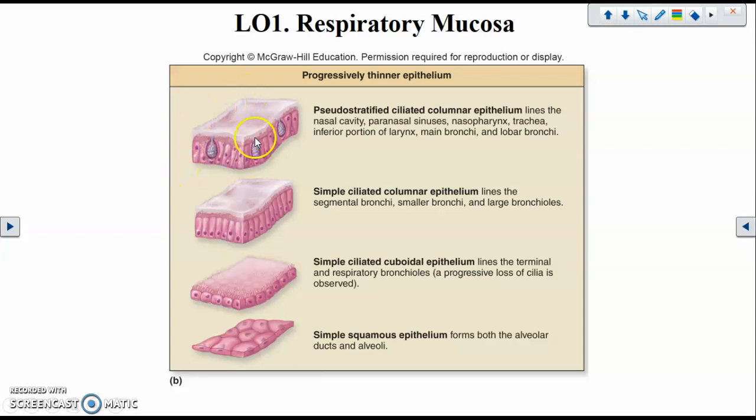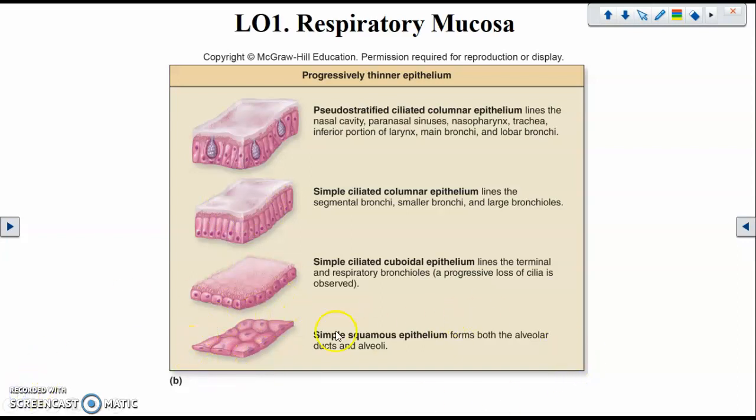So in the upper respiratory tract, we have pseudostratified ciliated columnar epithelium. One of the purposes of that is to create mucus, okay? And again, mucus does multiple things, predominantly protection and warming of air. That sort of function.